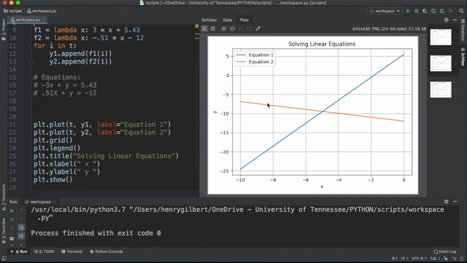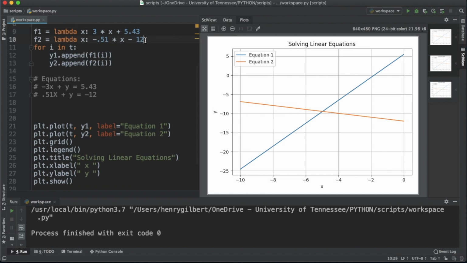Here we have a plot that has two lines, and you can see their intersection right here in the middle. These equations are plotted using simple lambda functions, and in standard form, they look like this. It's negative 3x plus y equals 5.43, and 0.51x plus y equals negative 12.